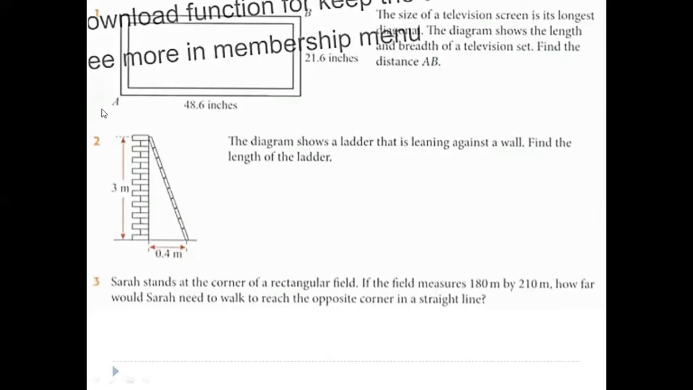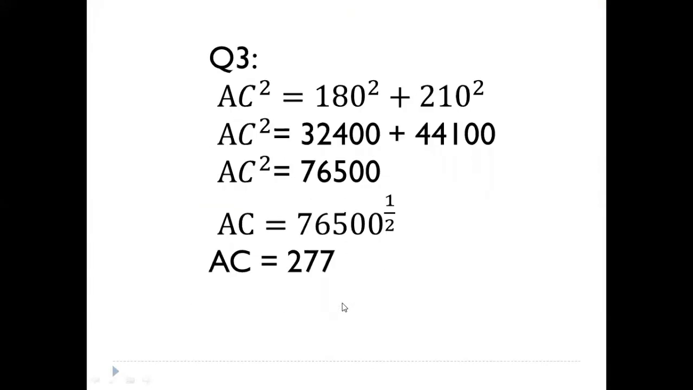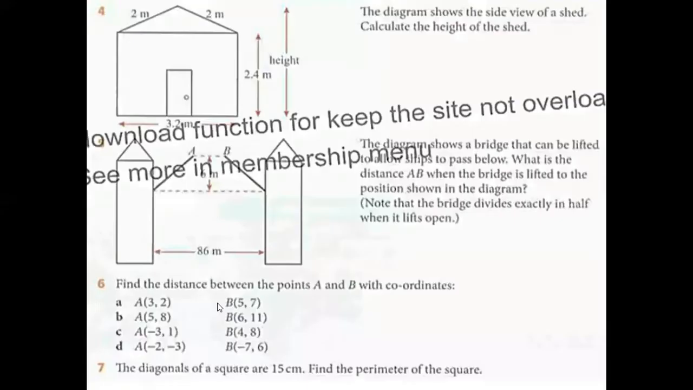If she's standing at position A and wants to go to position B, with the help of the diagonal we easily find it. As it is the same, we are doing this in both cases. Here when I remove the square, taking the square root, I will get my answer, 277. These exercises are almost the same. But we also solve question number 6.